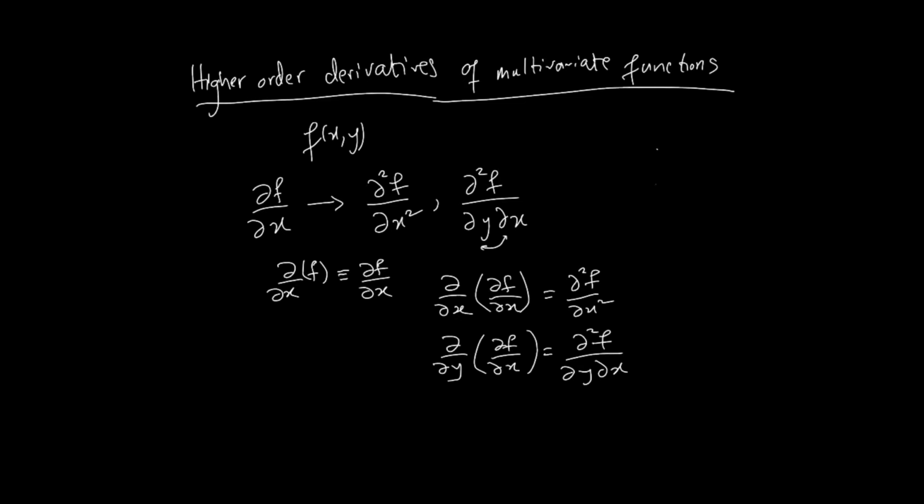Now, of course, one can also calculate the second derivative with respect to y. If we started with f with respect to y, we could get the second derivative of f with respect to y squared. We could also take the derivative with respect to y that we already have and now differentiate with respect to x. So you can see you get xy. Before you got yx, now you have xy.